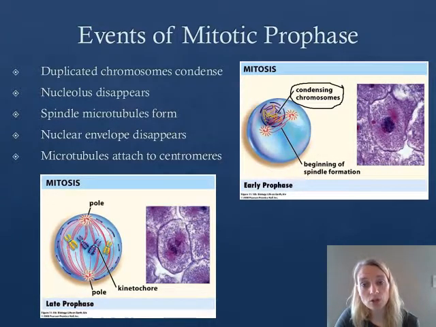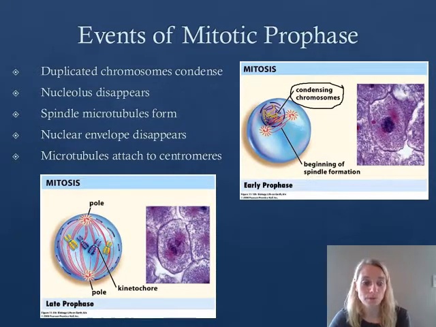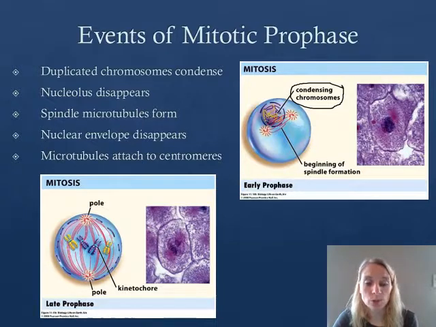The spindle starts to form, so those centrioles are starting to move to opposite ends of the cell. These microtubules start to grow from centriole to centriole, kind of going towards the middle of the cell. The nucleolus breaks apart, just kind of disassembles, because we're not actively putting ribosomes together during mitosis. The nuclear envelope starts to break down in early prophase, and it is completely gone in late prophase. And then the microtubules will start attaching to the centromeres.